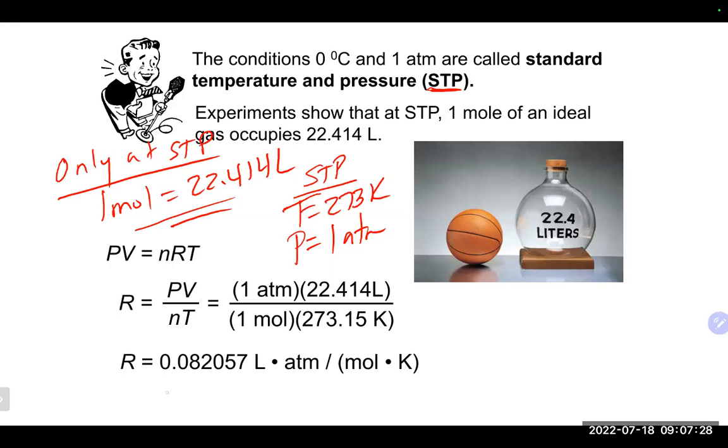That, by the way, is how we get the value of the gas constant. We basically put all that information into our ideal gas law and solve for R, and that gives us the gas constant of 0.08206.